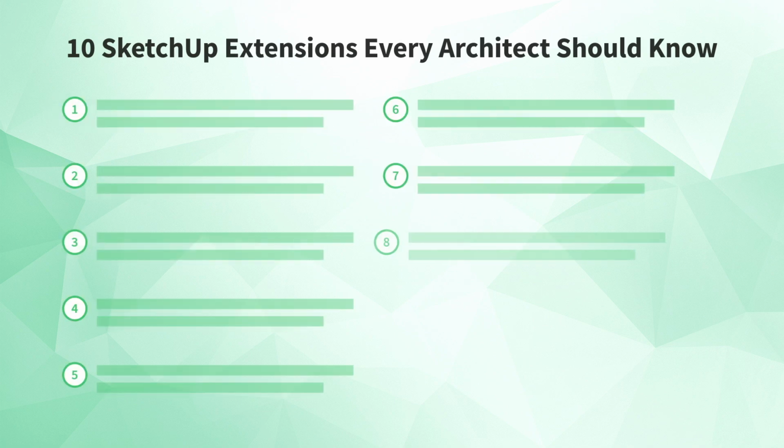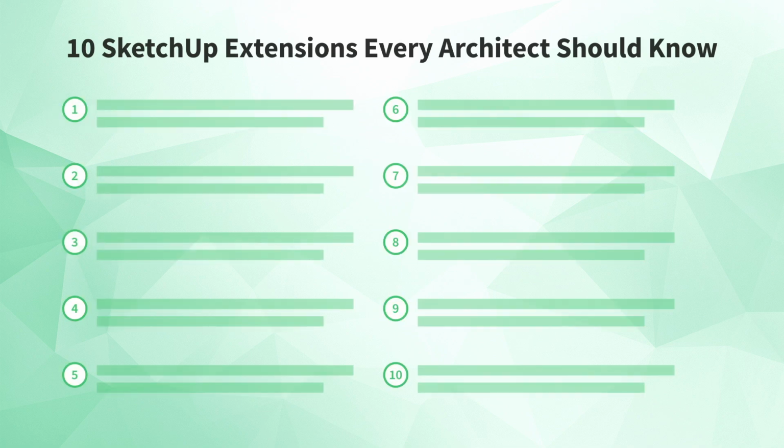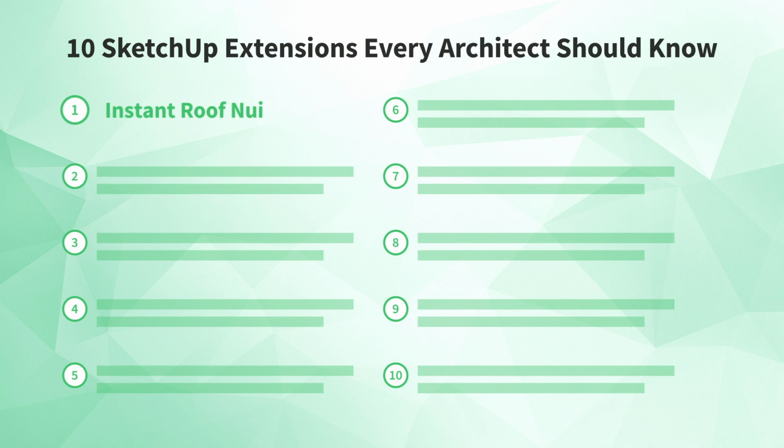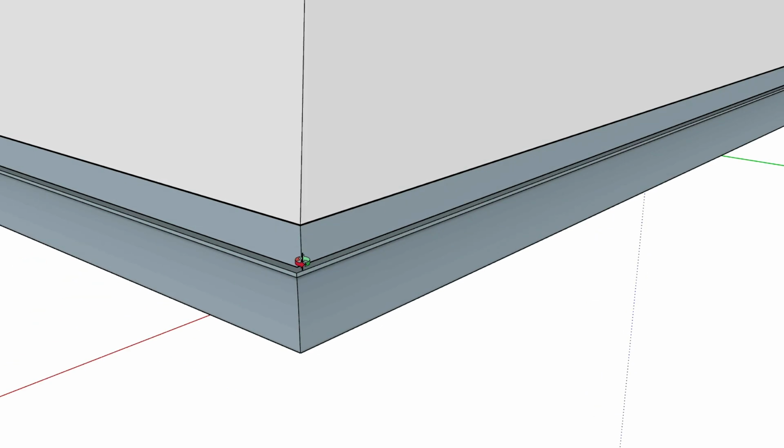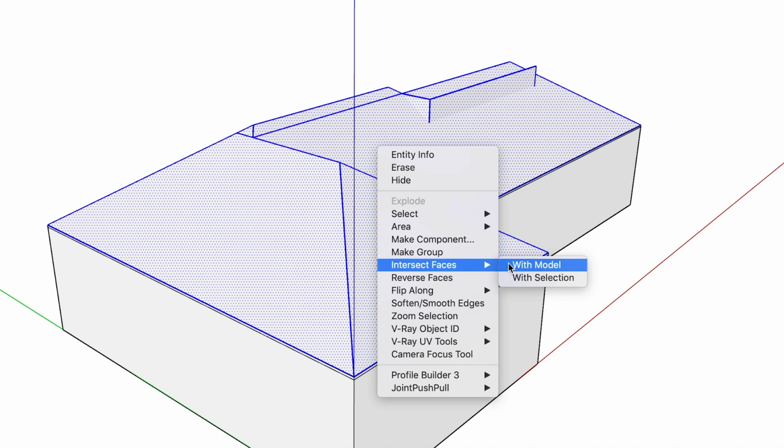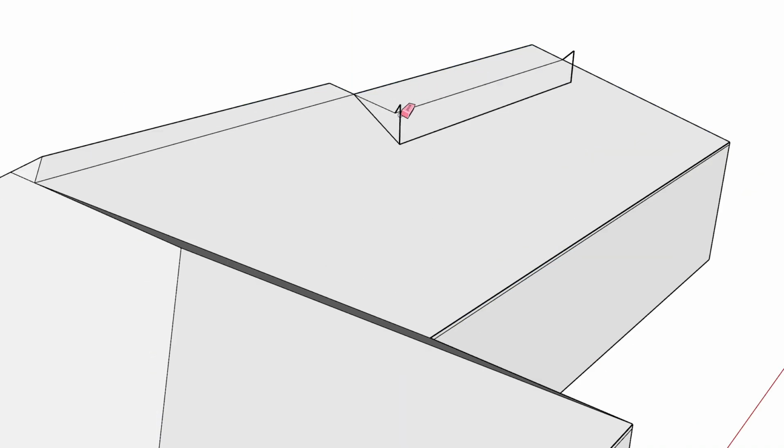Let's bring up the list and go over each extension and the design challenge in SketchUp that it'll help you solve. Starting with number one, Instant Roof Nui. It's helpful to know how to use SketchUp's native tools like Follow Me and commands like Intersect Faces to model a roof by hand. But many a greater SketchUp modeler than you has been brought to their knees by having to model a particularly difficult roof.